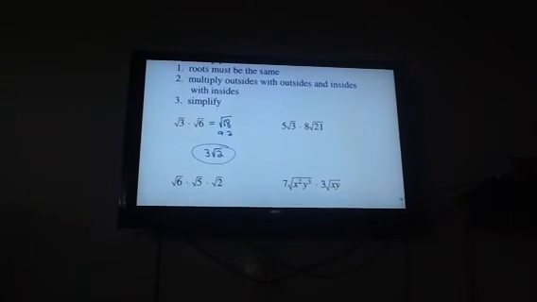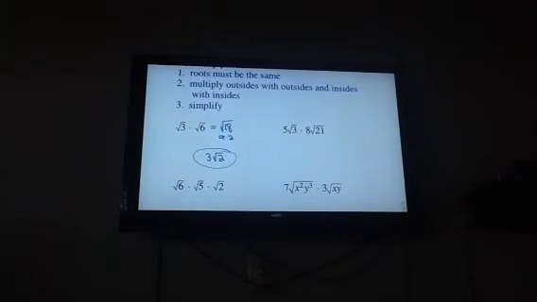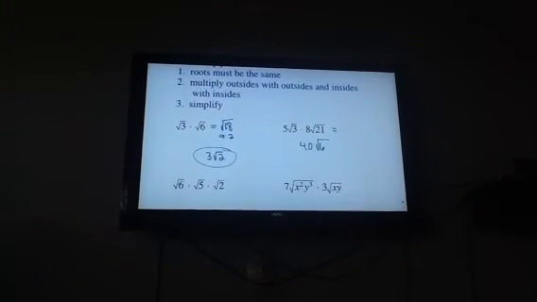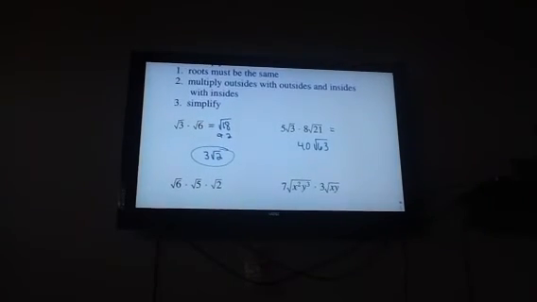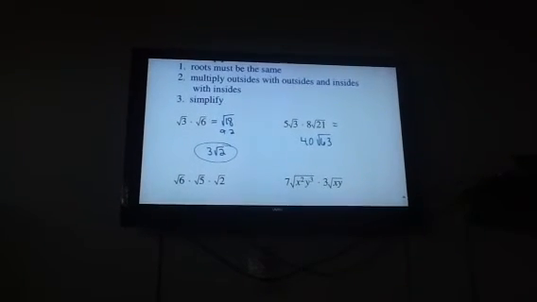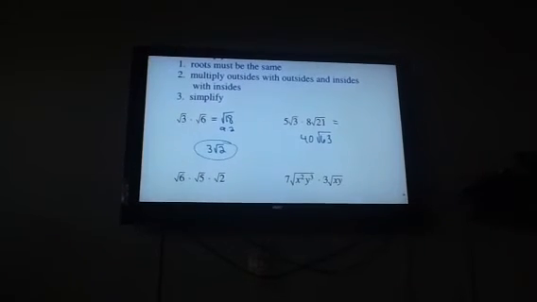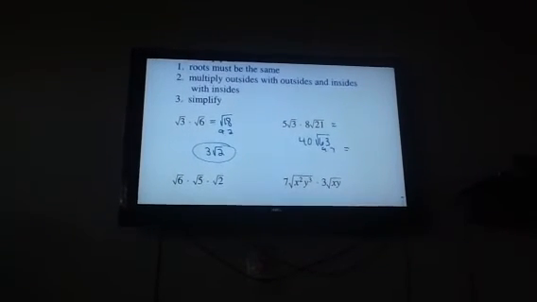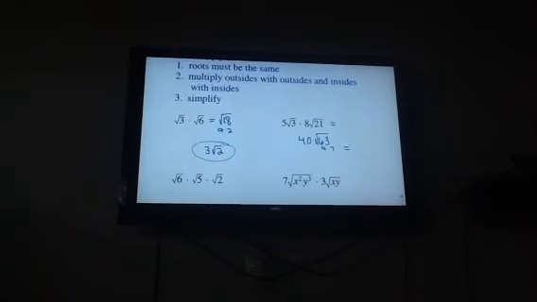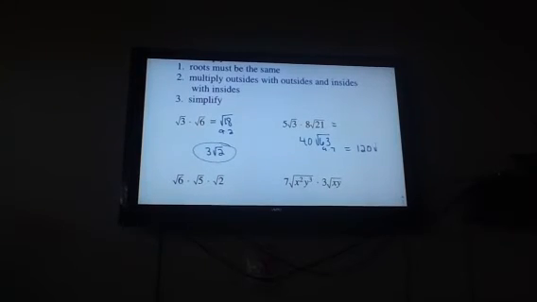Five square root 3 times 8 square root 21 gives me 40 square root 63. The 5 times the 8 on the outside, the 3 times the 21 on the inside. 63 is then going to simplify to 9 times 7. So I have the square root of 9 is 3, times my 40 is 120 square root 7.